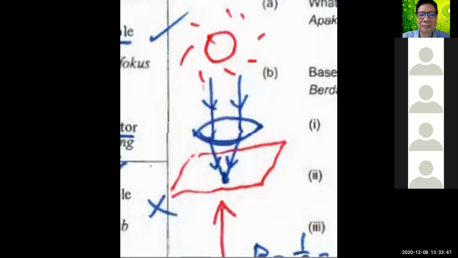Convex lens focus light into its lens. When sunlight passes through convex lens, it will focus the light into a focal point, which is the paper. Yes, correct.